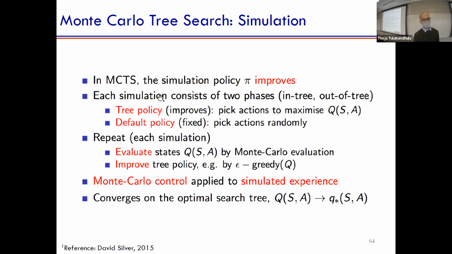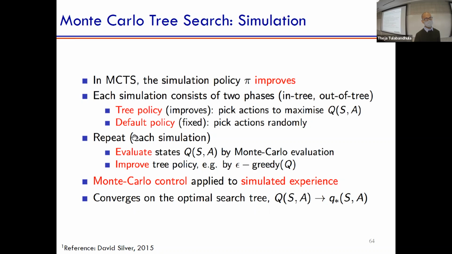Okay. So each simulation consists of 2 phases, in tree and out of tree, as in you apply the tree policy first, get to some node. From that node, you apply a default policy. Your tree policy is basically an explore-exploit policy. So you pick actions to maximize Q, or with some probability you don't.